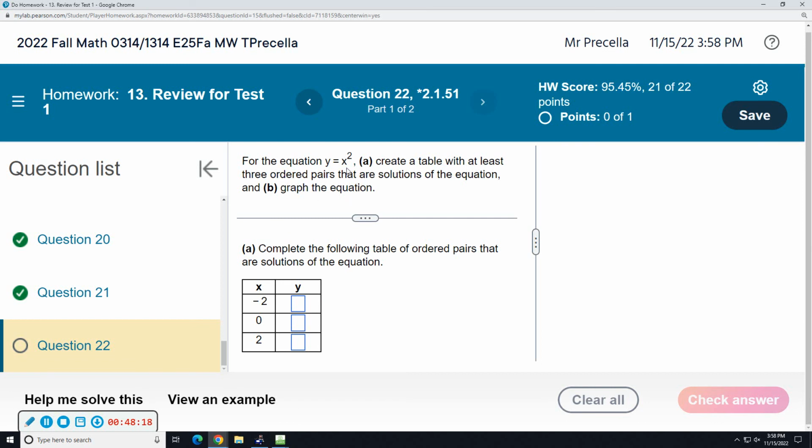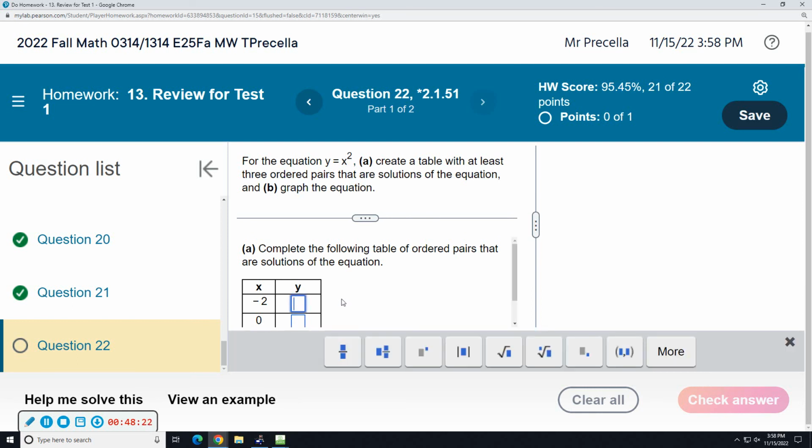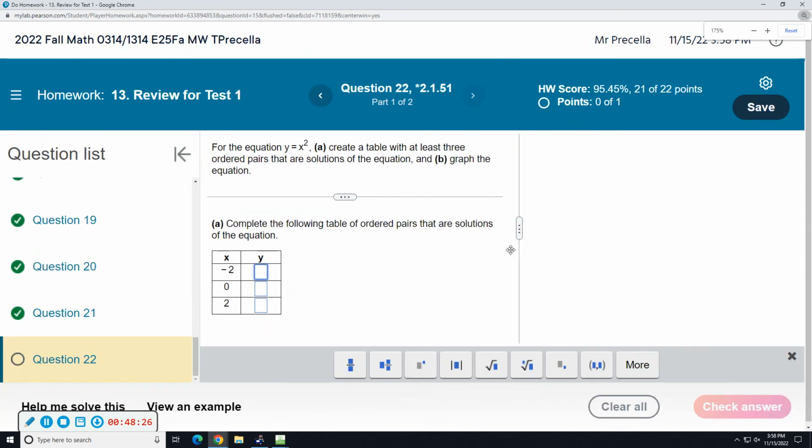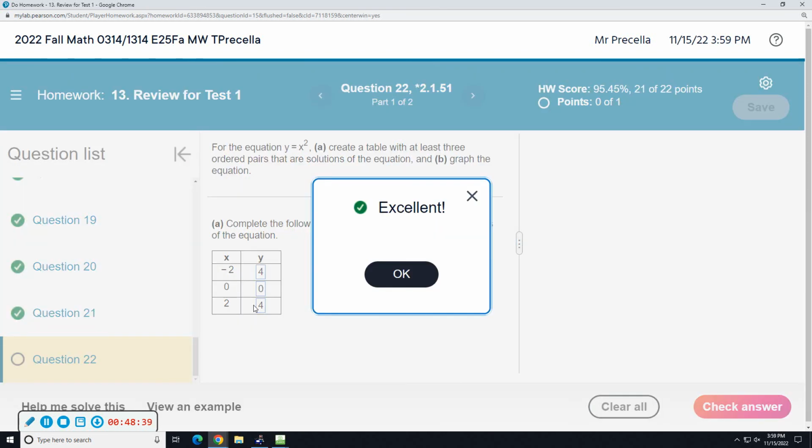Plug in negative 2 for x. Negative 2 times negative 2, what am I getting for my y value? Positive 4. I agree, a positive 4. Plug in 0. 0 squared is 0, I agree. And 2 times 2, 4, I agree. And now they want us to graph the equation.